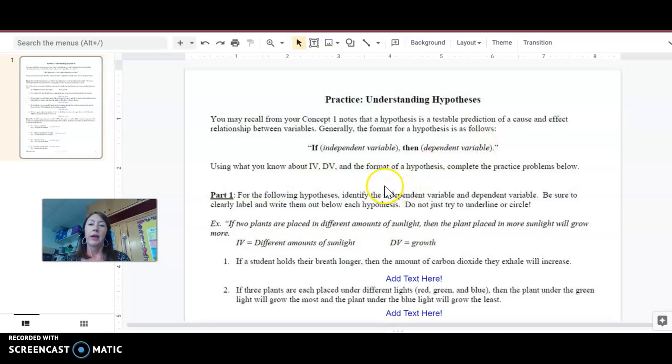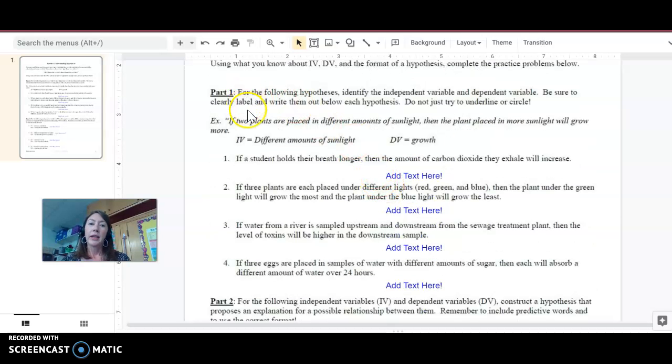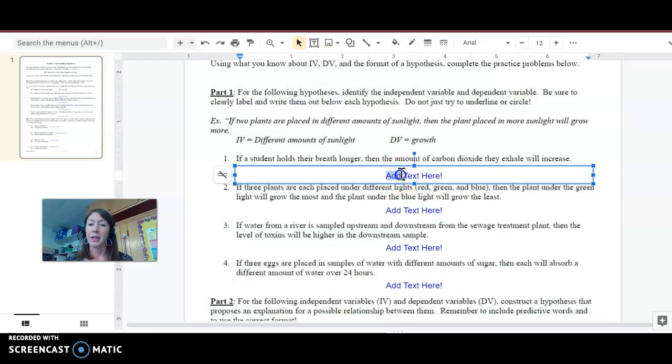So if we scroll down and look at part 1, it says for the following hypotheses, so they're giving you hypotheses, you're going to identify the independent variable and the dependent variable. So all you have to do is figure out which is independent and which is dependent and then write those out. I would recommend using the abbreviations IV for independent variable and DV for dependent variable so I know exactly what you do and don't understand and make sure that I can tell what your answers are. So let's look at the first one. If a student holds their breath longer, then the amount of carbon dioxide they exhale will increase.